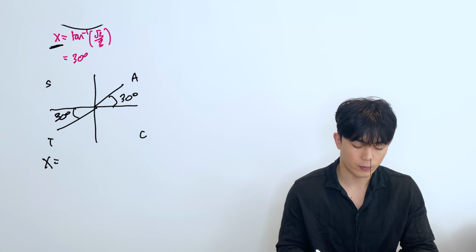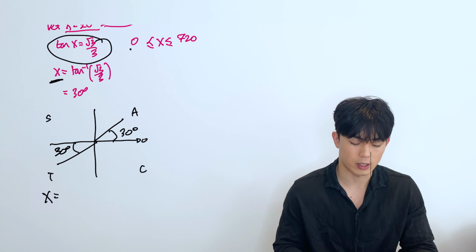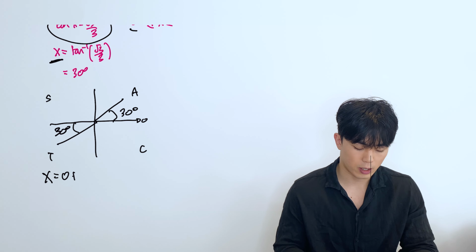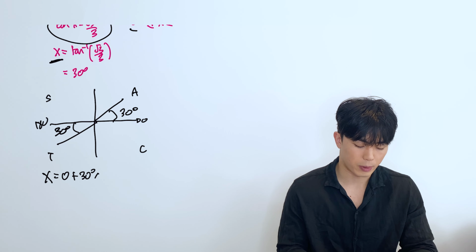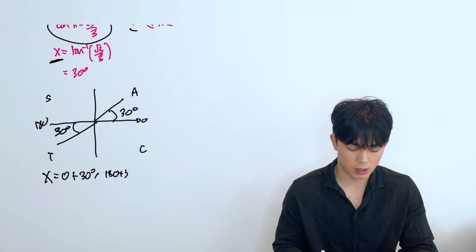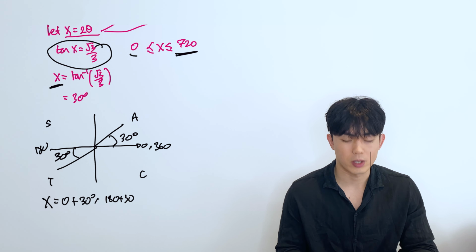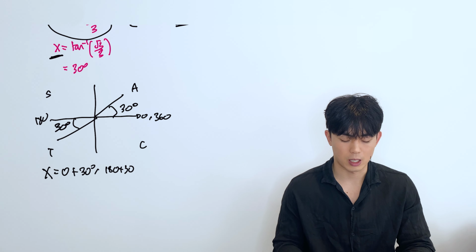So x is going to be, the first value here is 0, because we're starting off at 0. And it goes 0 plus 30 degrees. The next horizontal will be 180. 180 plus 30 degrees. And then this is 360. But you should note that it's up to 720, right? So let's do another cycle. So we have to keep going again.